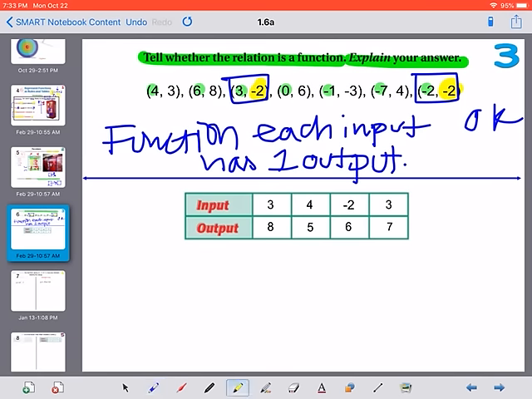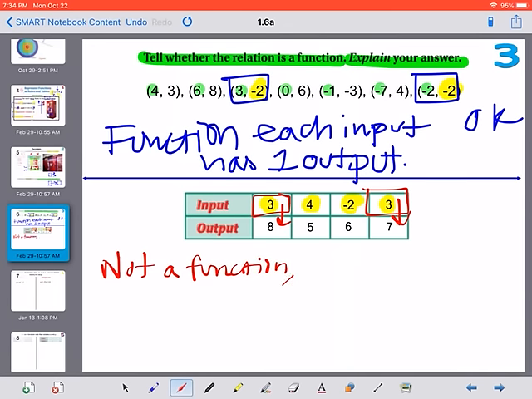So let's look at the next one. For our inputs, 3, 4, -2, and 3, well, we have the same input here 2 times. If I push the button 3 and get out an 8 and a 7, well, that's not going to work. So this is not a function.